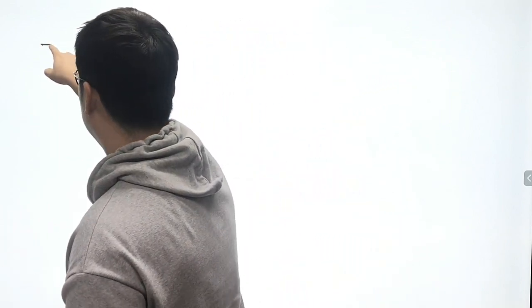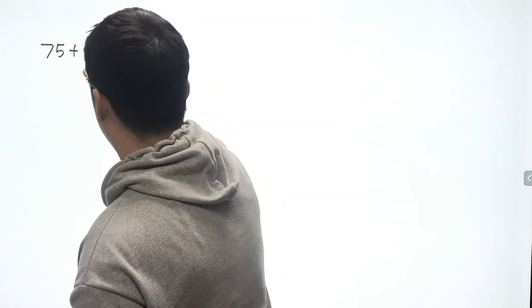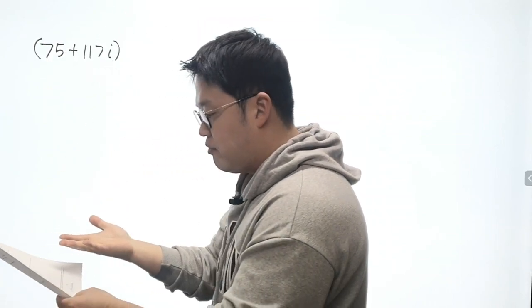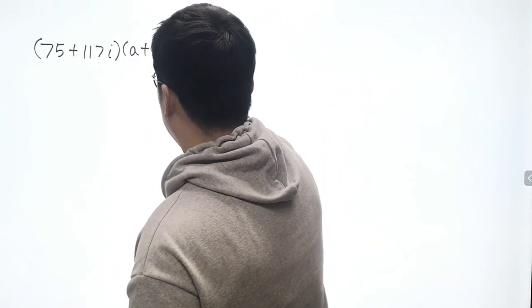Hi everyone, let's go to problem number 7 on AIME 2024, the first one. All right, so find the largest possible real part of (75 + 117i) times z, and of course we have to write z as a + bi for sure.